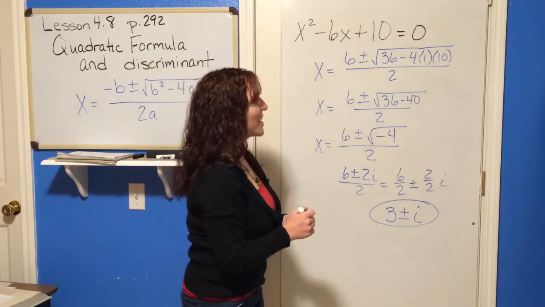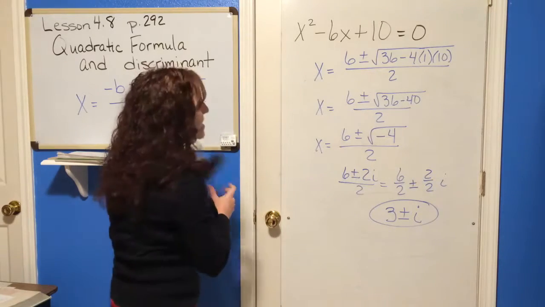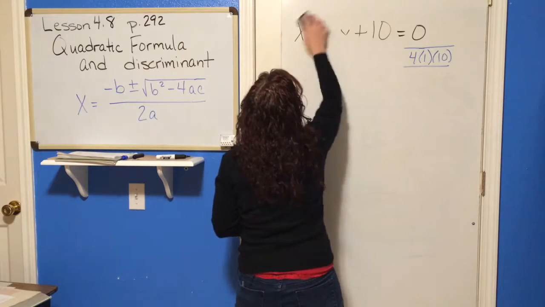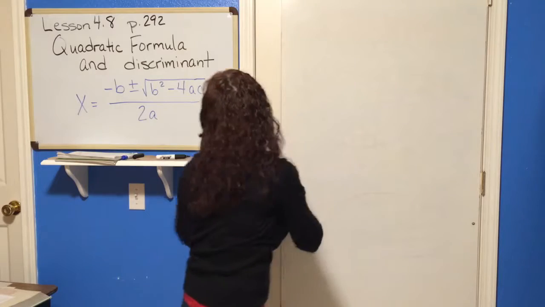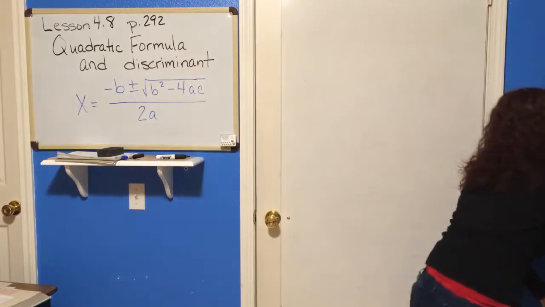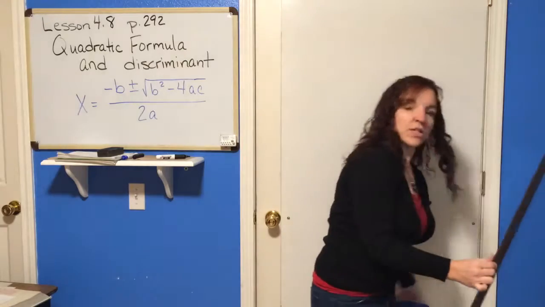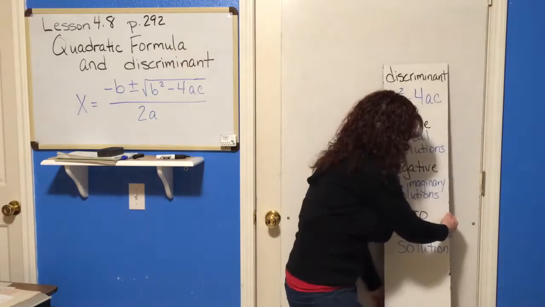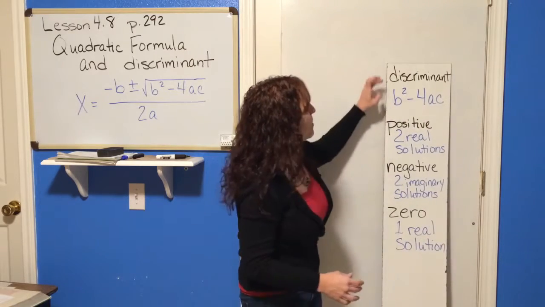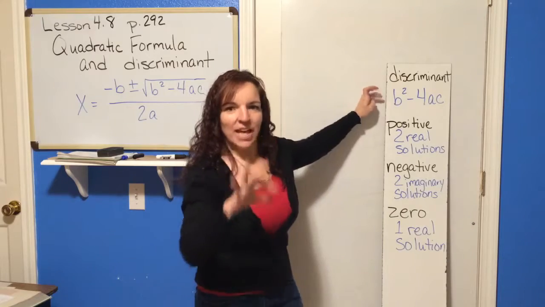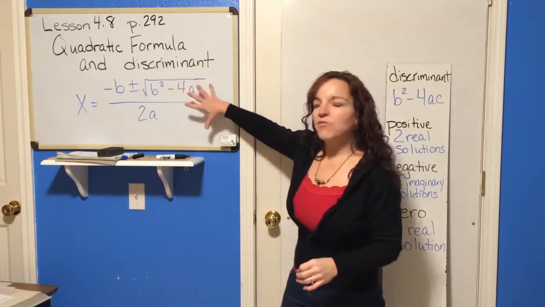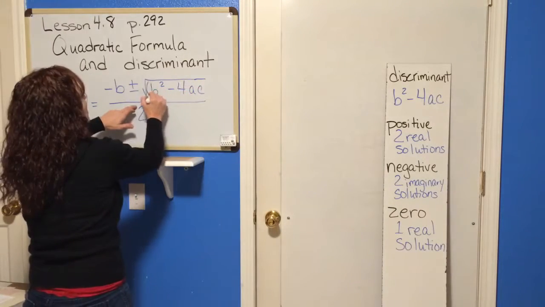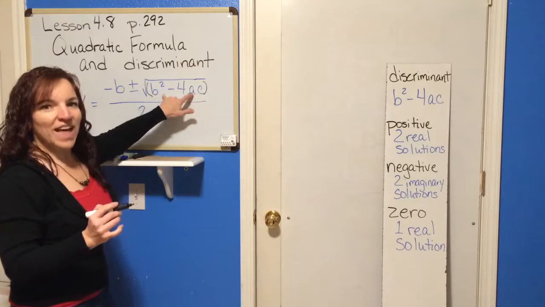All right, the next thing we're going to look at is the discriminant. The discriminant will tell you what type of answers you're going to get. If you'll notice in the examples we just did, sometimes we had 2 answers, sometimes we had 1 answer, and sometimes we had an imaginary answer. So the discriminant is b squared minus 4ac. And if you look over here at your quadratic formula, that b squared minus 4ac is this part that's under the square root symbol. That's the discriminant.